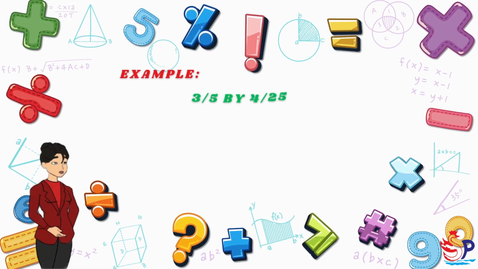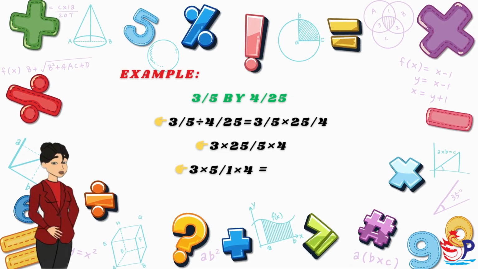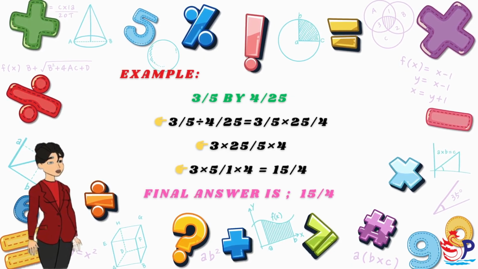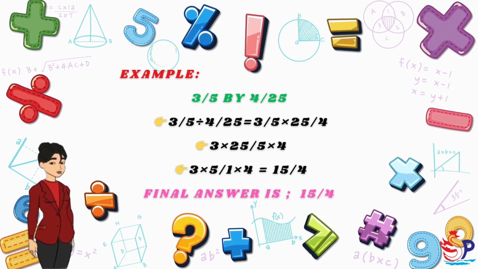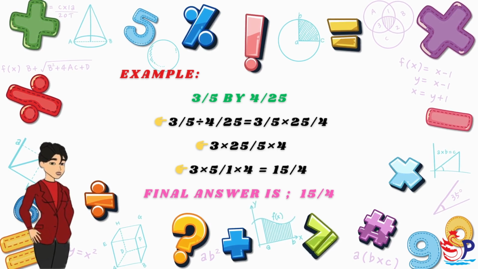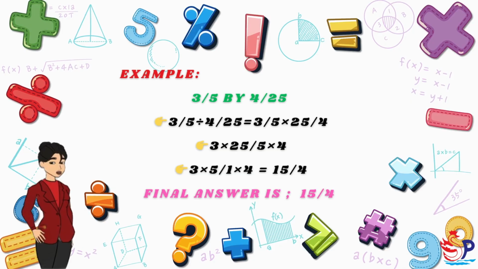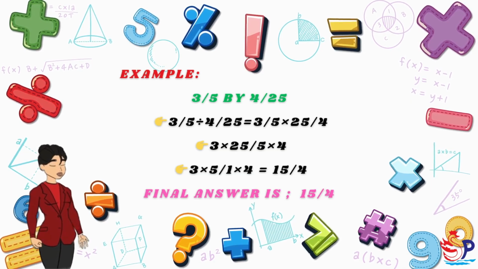Example: 3/5 divided by 4/25. 3/5 divided by 4/25 is equal to 3/5 multiply 25/4, which is 3 multiply 25 by 5 multiply 4, which is 3 multiply 5 by 1 multiply 4 is equal to 15/4.